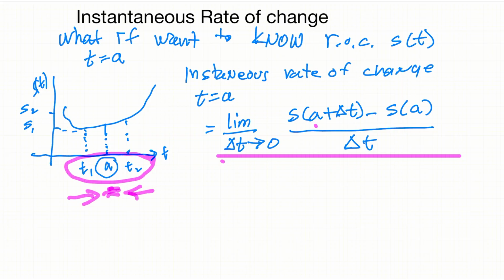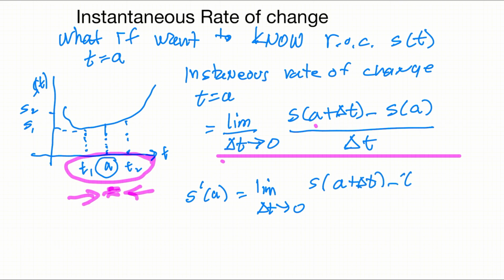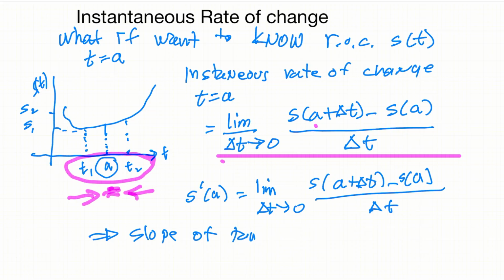So we can write this, and we're going to call this the derivative, or put a prime notation on there. So the rate of change of the position at a is going to be equal to the limit as delta t goes to 0, it becomes real small, of the position evaluated at a plus delta t minus the position evaluated at a, divided by the change in t. So what we realize is this is just the slope of the tangent evaluated at the point A, s of t.